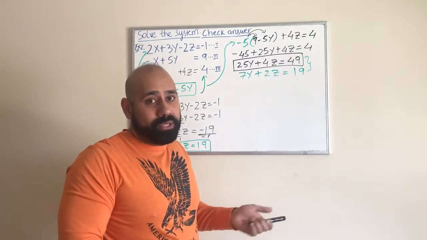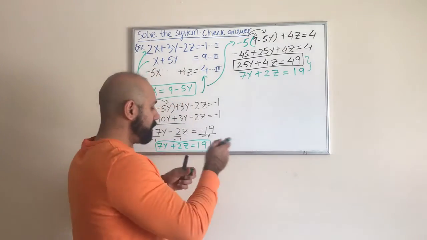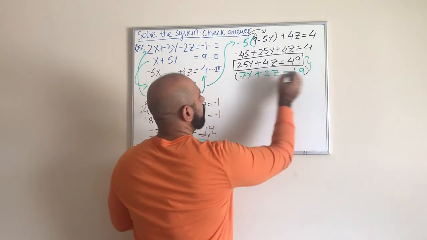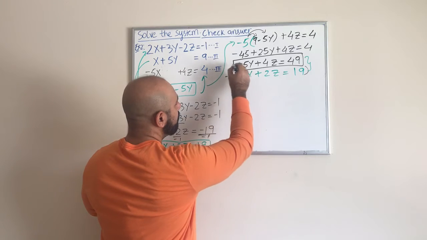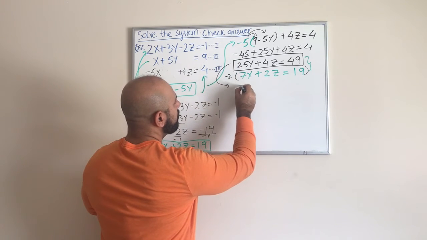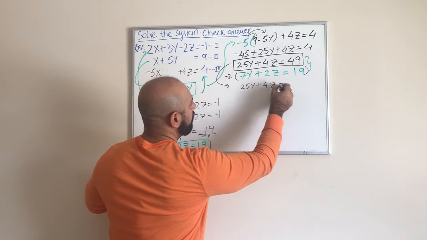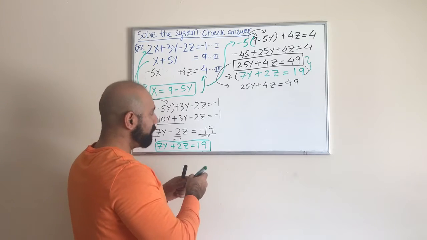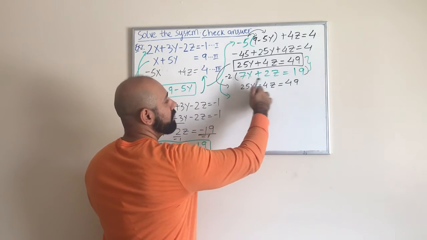I mean, there's other ways of doing it as well, but guys, that seems to be a quicker way of doing it. So I multiply this equation by negative 2. So I'm going to rewrite this. Let me first bring this in. So it is 25y plus 4z equals to 49. I just rewrote that, and then I'm going to distribute this 2 and bring this equation below this one, okay?